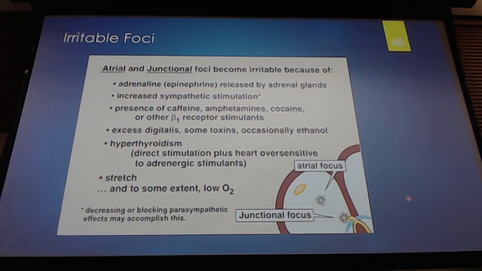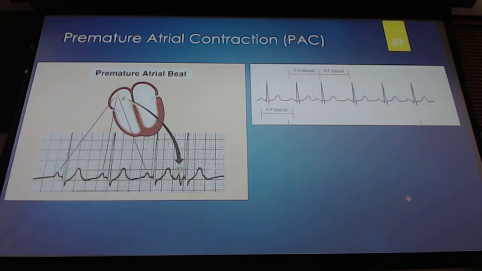What can cause atrial or junctional premature beats to occur? Sometimes increased sympathetic system stimulation, so fight or flight. Caffeine, medications like amphetamines, cocaine, and hyperthyroidism can cause patients to have frequent premature beats. Sometimes if someone is having an asthma exacerbation or a decrease in their oxygen saturation, that can also cause irritability, and then premature beats can occur from that as well.